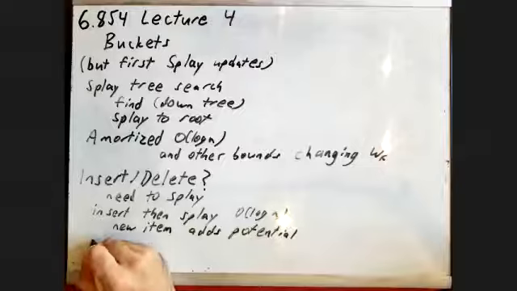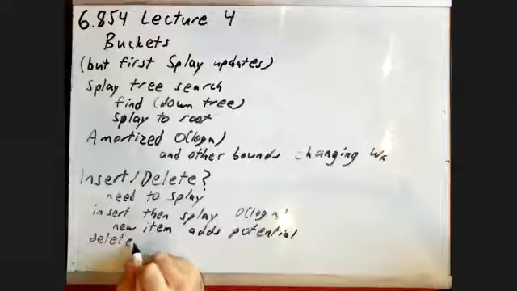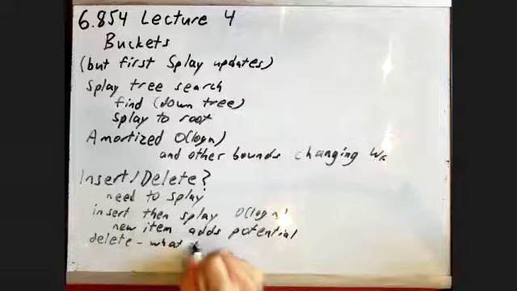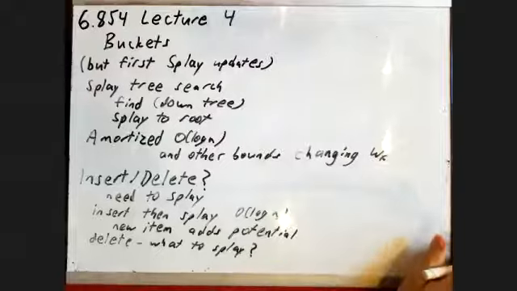For delete, it's even worse because, if you're deleting an item, what should you splay in order to pay for that deletion? Maybe you splay a neighbor of the item you deleted or something like that. But it turns out that there's a much cleaner way to talk about updates to splay trees using some alternative operations.